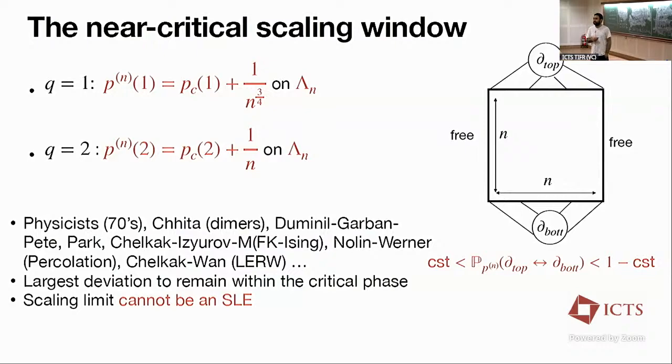The scaling window for percolation is based on the four-arm exponent, right? Yeah. But is there a way to see it for Ising? I will discuss this at the end.